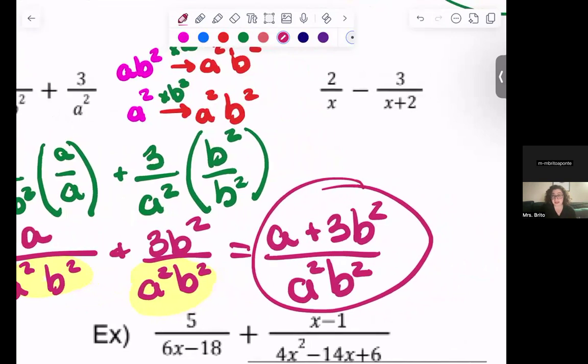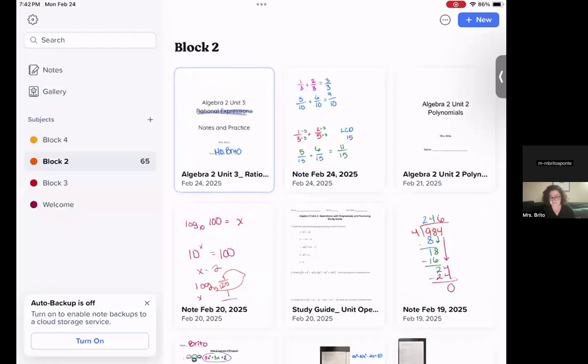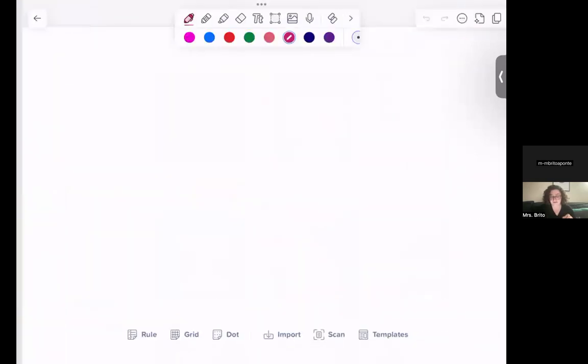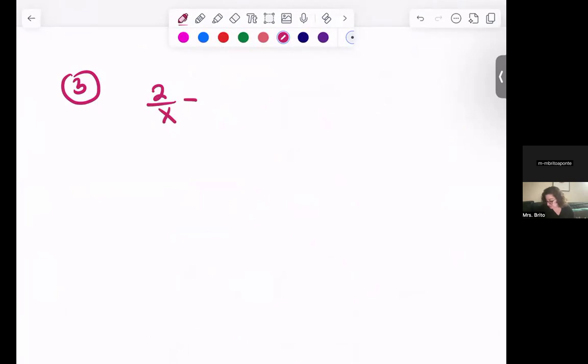Sometimes, like this last one, which I don't really have room for, so I think I'm gonna find another. Here we go. You should still have, well, if you don't have room, you could use scrap paper. This is that third example, 2 over x minus 3 over x plus 2.